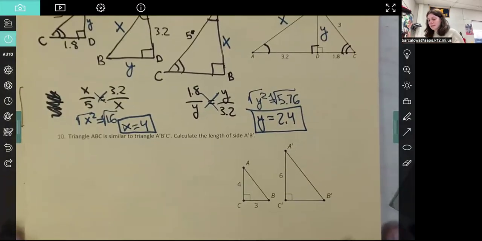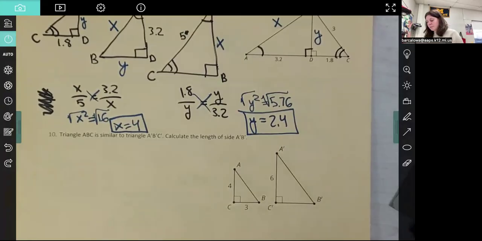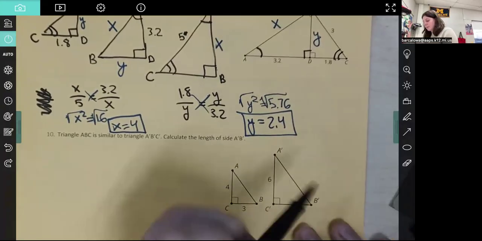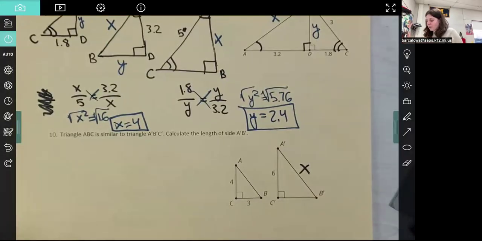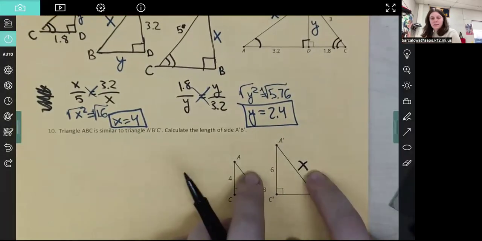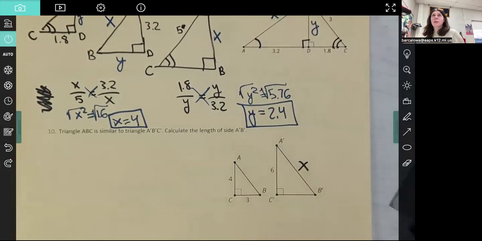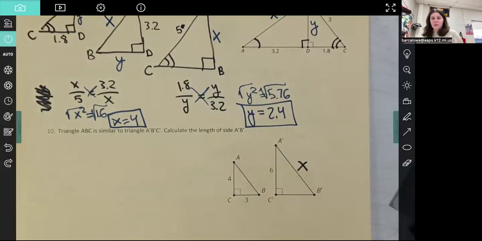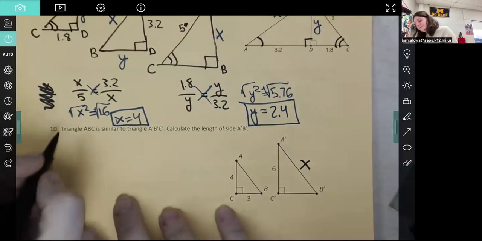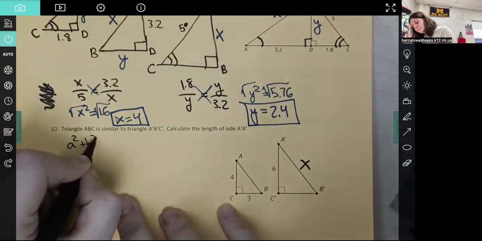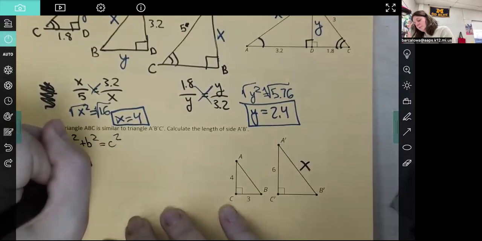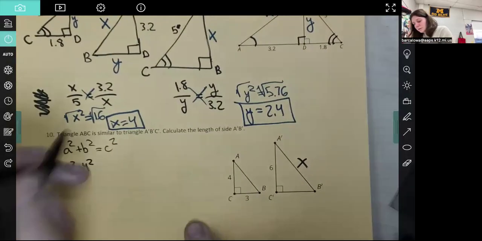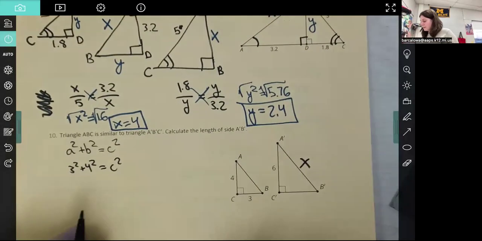Okay, triangle ABC is similar to triangle A prime, B prime, C prime. Calculate the length of A prime, B prime. I'm gonna put an X right there because that's what they want me to find. All right, I don't have a side length to pair with X. Oh, if only there was a way that I could find a missing side length for a right triangle. Nice. 3 squared plus 4 squared here equals C squared, that missing side length.